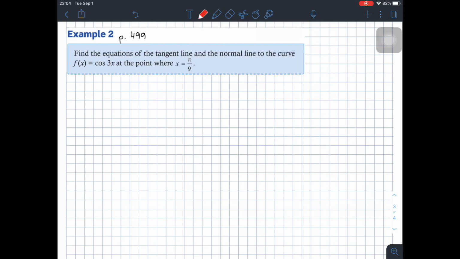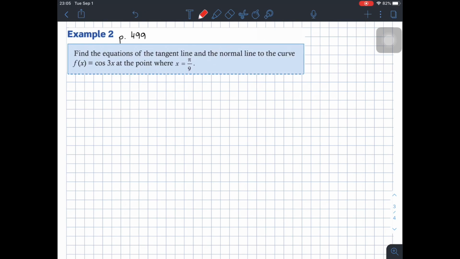If we quickly review this, remember the first thing we need to determine is the slope of the tangent line, which is found by finding the derivative of this function and then replacing the x in the derivative function with the given x value in the exercise, right? Once we have the slope of the tangent line, if you remember, the slope of the normal line is the negative reciprocal of that value.